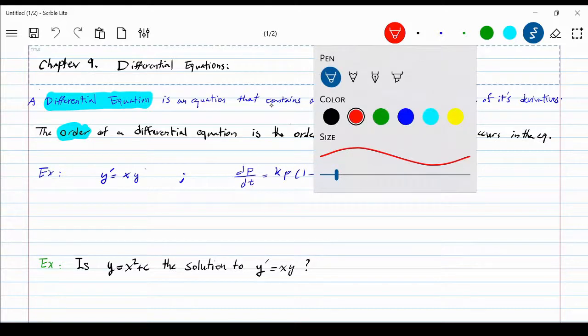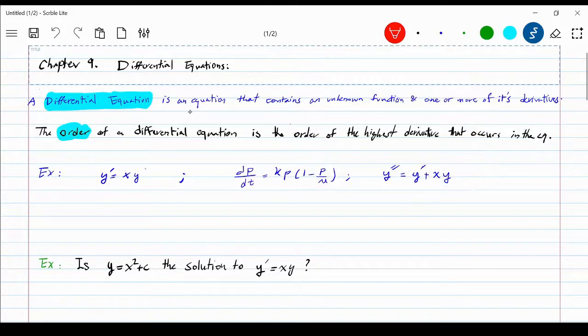A differential equation is an equation that contains an unknown function and the derivative of that function. It could be one or more than one derivative. It could be the first derivative, second derivative, third derivative, and so on. So the differential equation contains an unknown function and its derivative. And the order of that differential equation is the order of the highest derivative.